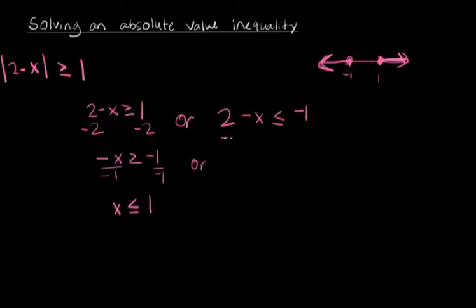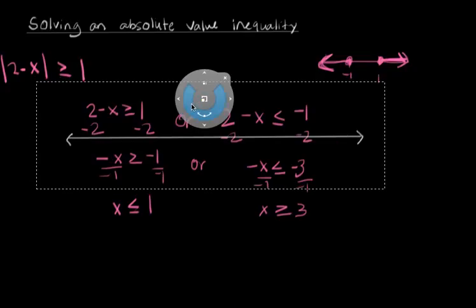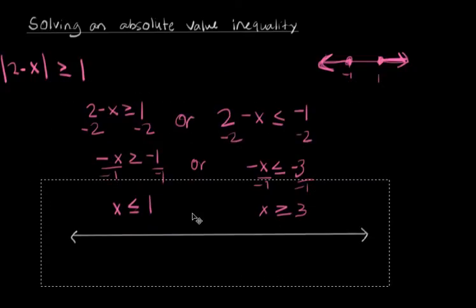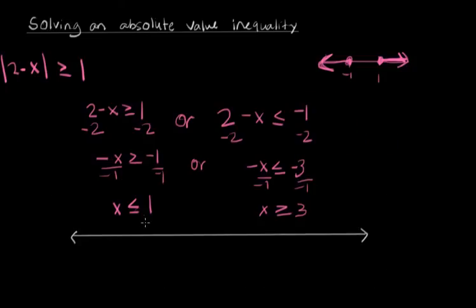Okay, or let's subtract 2 from both sides here. So negative x is less than or equal to negative 3, divide by negative 1. So x is greater than or equal to 3. So my result here is that x is less than or equal to 1, or x is greater than or equal to 3. So when I graph that on my number line, remember that I really only need a 1 and a 3. You don't really need to put in any other numbers, although you're welcome to.